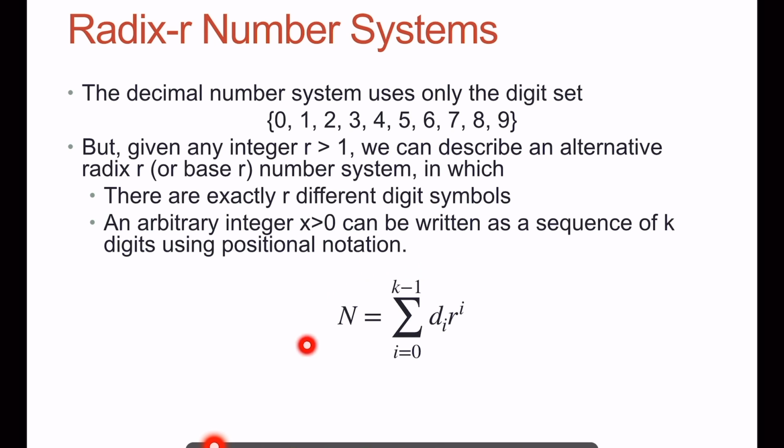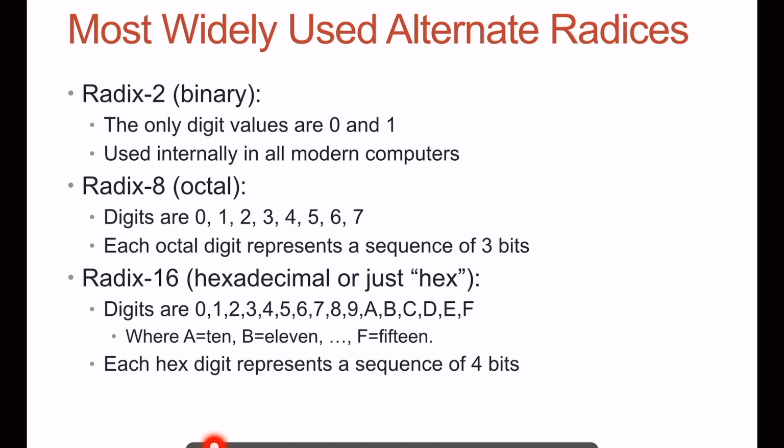In general, you will have exactly r different digit symbols. For this kind of positional notation, we can write any number as the sum over all the digits of the digit times the radix to the power i. So for digit 0, we'll have the digit times r to the 0, which is 1. So that will be the ones place. This is just a compact notation that is useful when we write digits.